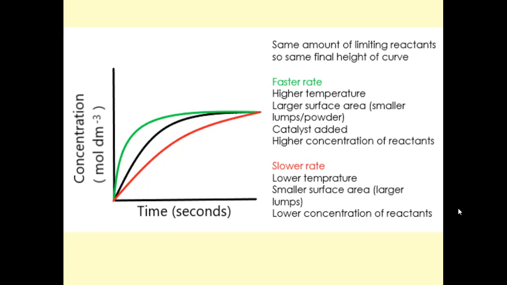The red line shows what would happen if we had a slower rate of reaction, so that might be a lower temperature. Apologies, I've just seen the typo on that. It should, of course, have an E between the P and the R. We'd also have a slower rate if we had a smaller surface area, so larger lumps if we had a solid reactant, and if we had a lower concentration of reactants.